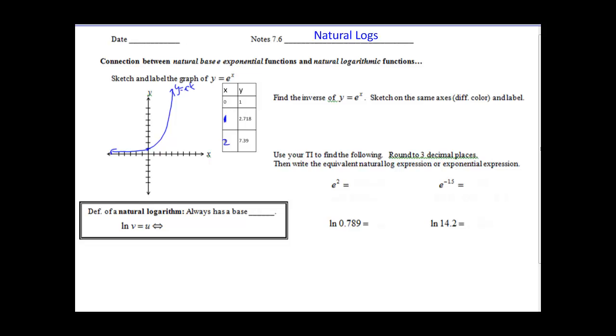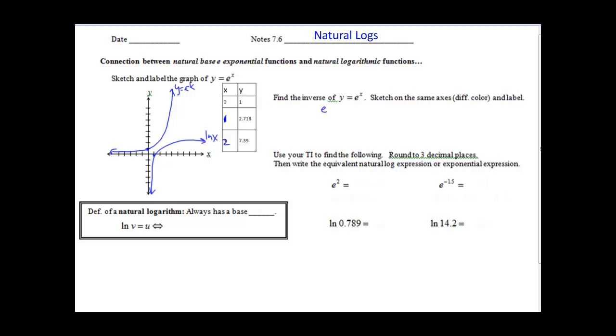If we graph the ln, in other words, the natural log, we're going to get what looks like the inverse, where it goes through (1, 0), comes up, and goes over here. So this is the ln of x. So if we need to find the inverse of y equals e to the x, and then sketch on the same axes, well, let me show you how we got that.